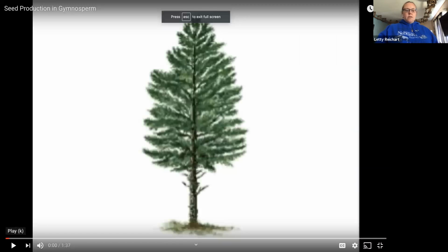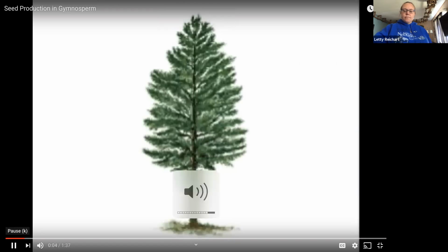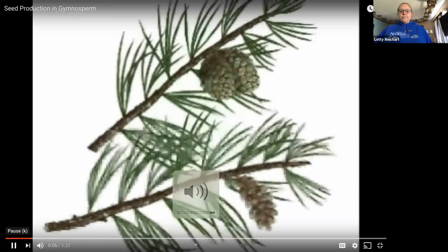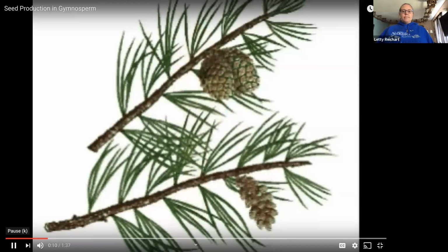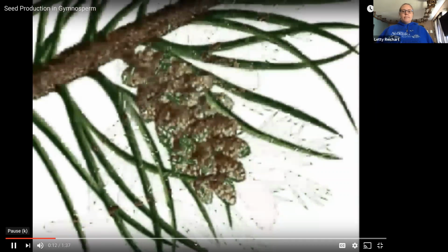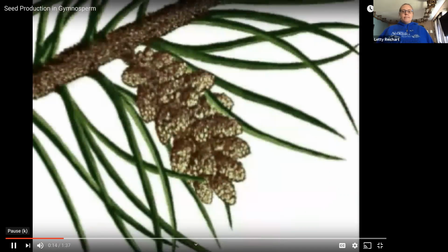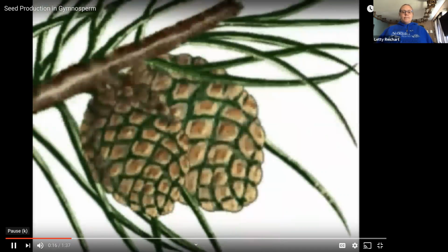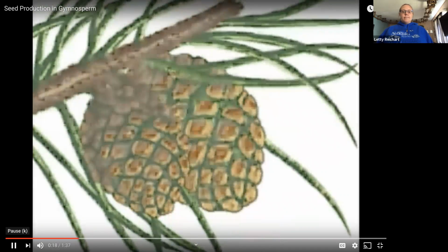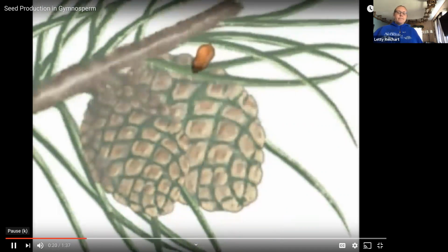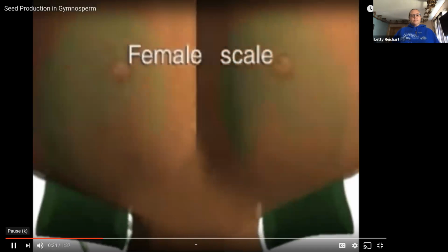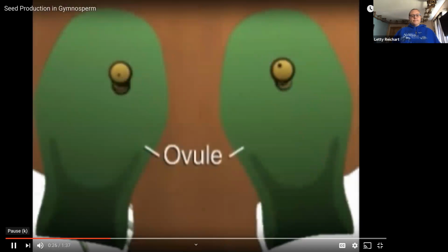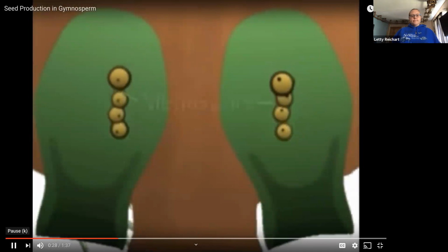So here we go. A pine is a common conifer found all over the northern hemisphere. It can be used as a model for the seed production process in all gymnosperms. The adult sporophyte, the pine tree, develops male and female cones on separate branches. Female cones develop two ovules on the upper surface of each cone scale. Each ovule contains haploid megaspores.